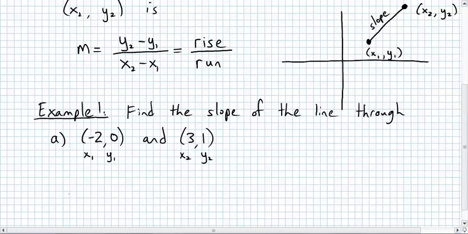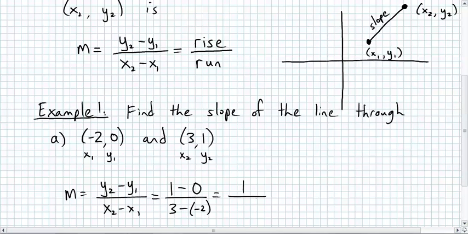So the equation for slope is just how much do the y values change divided by how much do the x values change. So from y2 to y1, we've got 1 minus 0. From x2 to x1, we have 3 minus -2. So 1 minus 0 is 1. 3 minus -2 is 5. So the slope is the number 1 over 5.